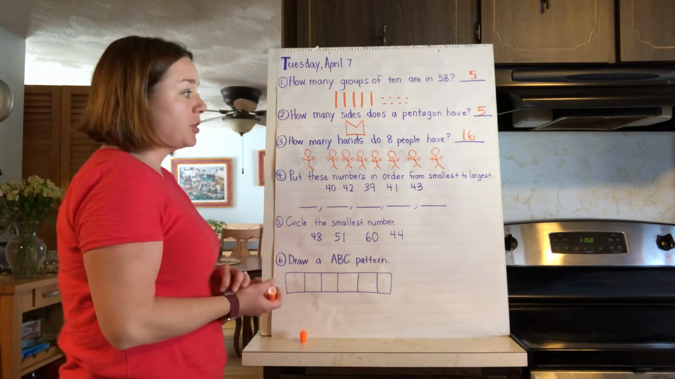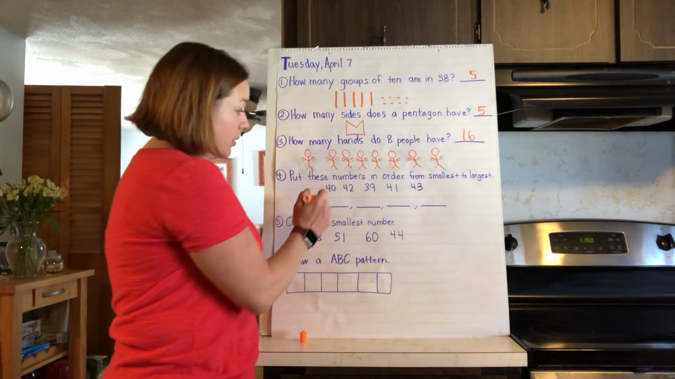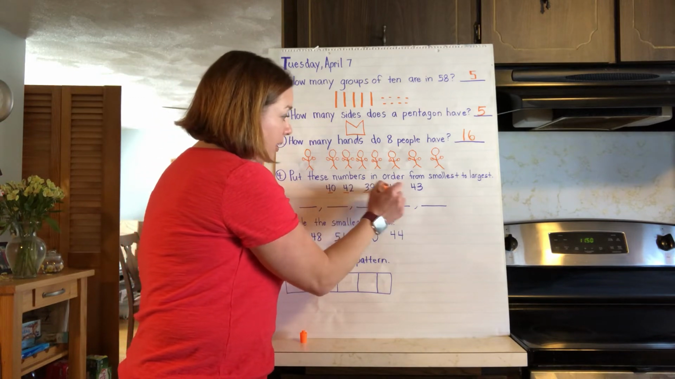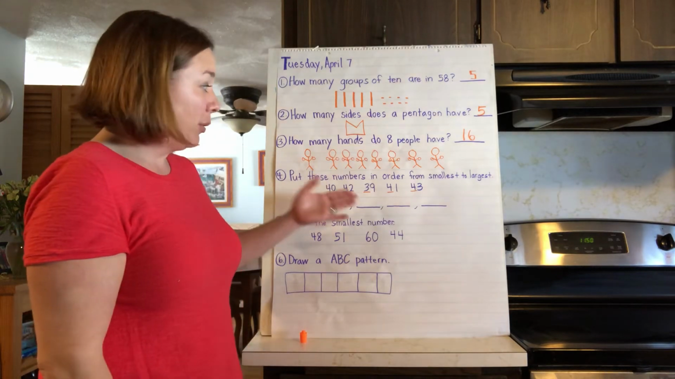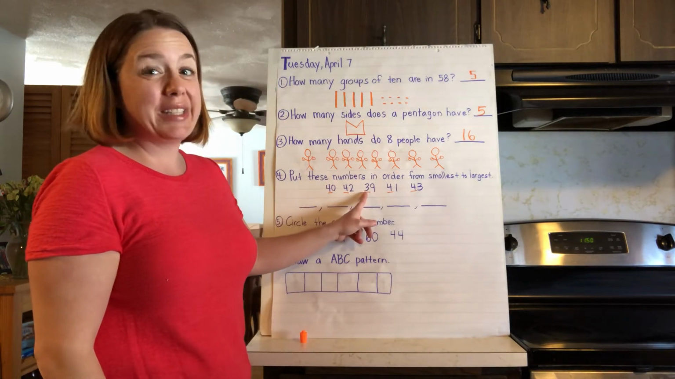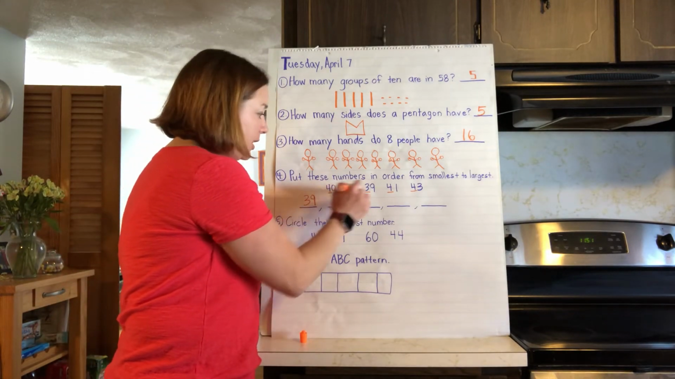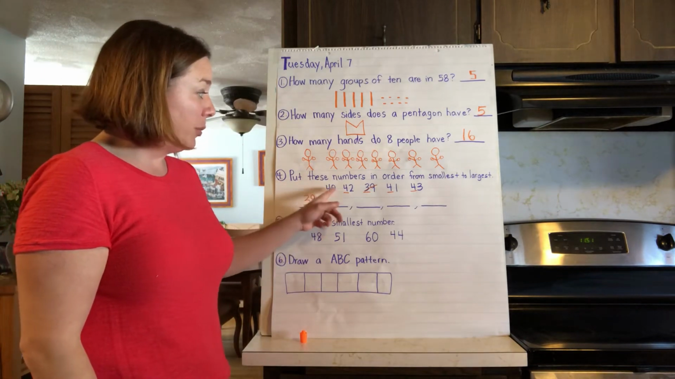When I'm trying to put numbers in order from smallest to largest, I want to start by looking at the tens column. So I see 4 10s, 4 10s, 3 10s, 4 10s, 4 10s. I can see that they all start with 4 except for this one. 3 10s is the smallest number, 39. I like to cross it off to make sure I don't use it again. Now I can think about my numbers that started with 4 10s.